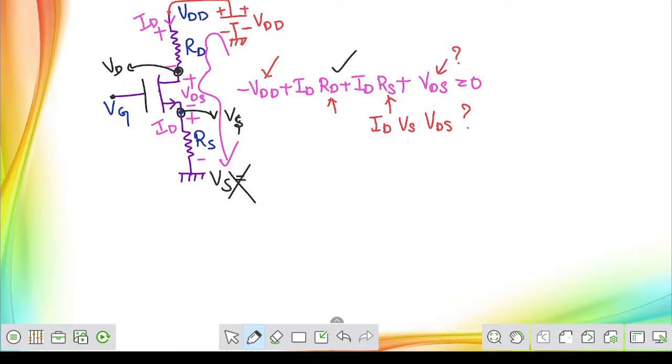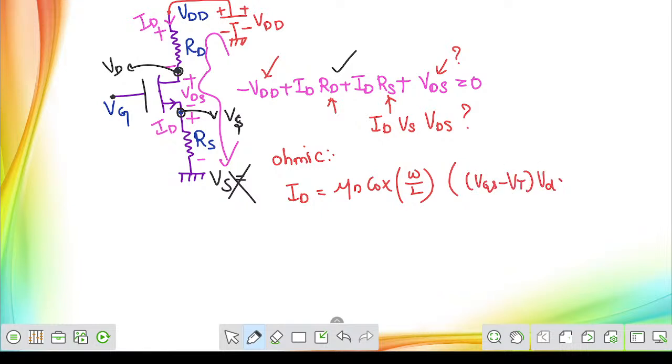Now, what is the other expression? It is based on the region of operation. If it is in the ohmic region, then the drain current can also be written as mu n C ox W by L into, in brackets, VGS minus VT into VDS minus VDS square by 2. We know this formula. From this, you can bring one more relation.